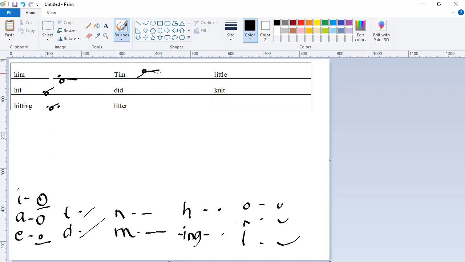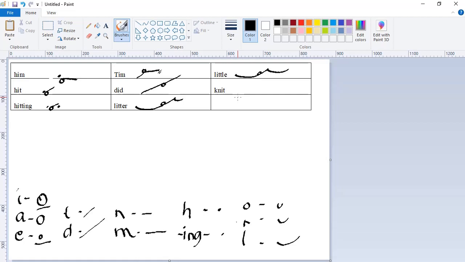And then we have our capital symbol. Did. D, I, D. Did. Next, litter. We have L, I, T, R. Litter. Little. So we have L, I, T, L. Little.